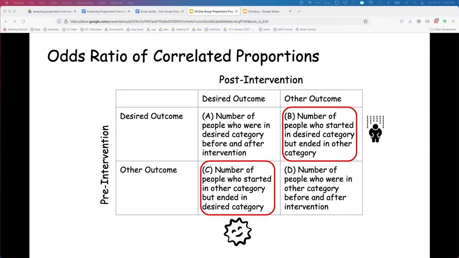The alternative approach is to use odds ratios. And in this case, we're using the odds ratio of correlated proportions. Looking at our contingency table, we've got four groups of people: the people who started and ended in the desired outcome, and the people who started and ended not in the desired outcome category. What we're really interested in are the number of people who, before the intervention, were in the desired outcome but ended up outside of the desired outcome category, and the number of people who started outside the desired category and wound up in the desired category.